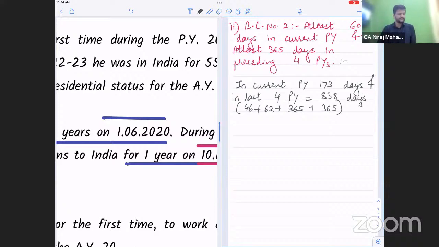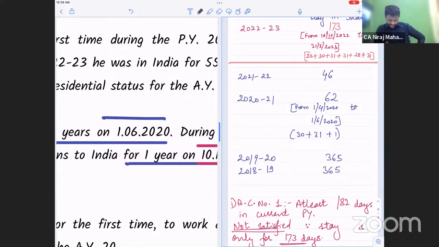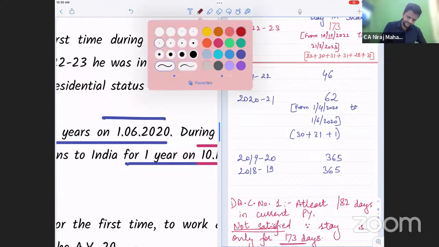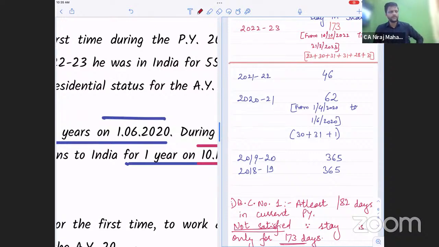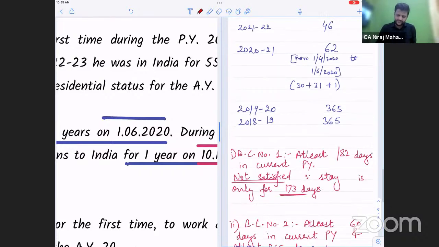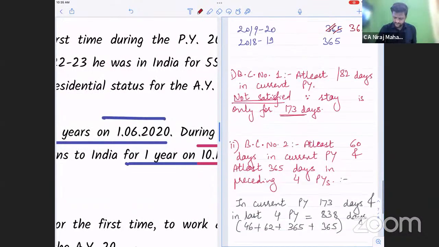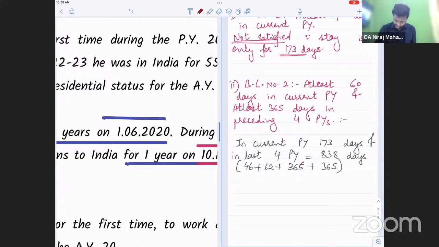Is there a leap year in between? That will also make a difference. I have not written it actually. 19-20, this has to be 366. When was the leap year? The leap year was in the calendar year 2020. The leap year happens because of February, and February 2020 is coming in financial year 19-20. So I'll make a small correction here. It is 366. So we've got 839. You can make the small correction in your notebook.